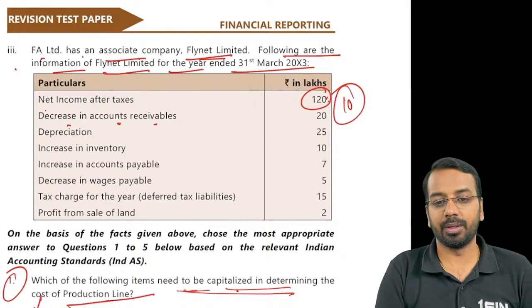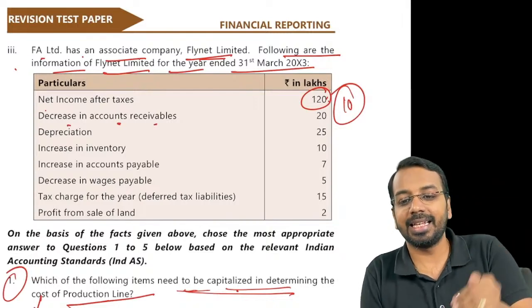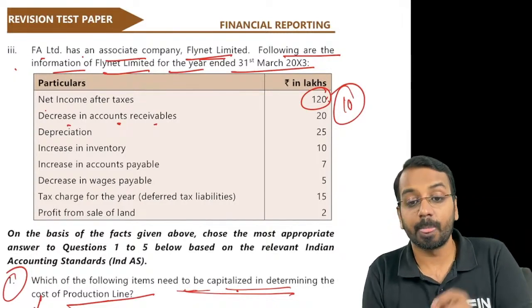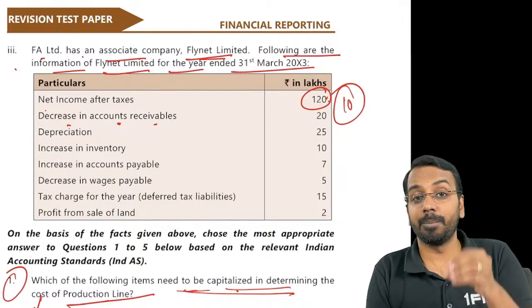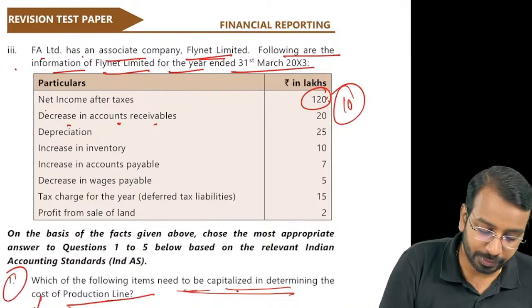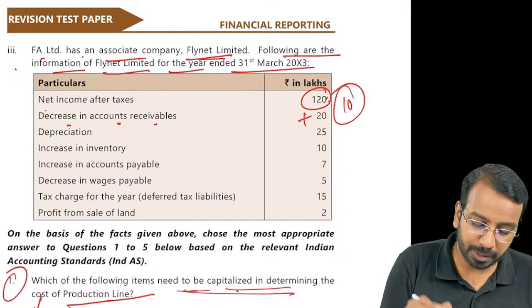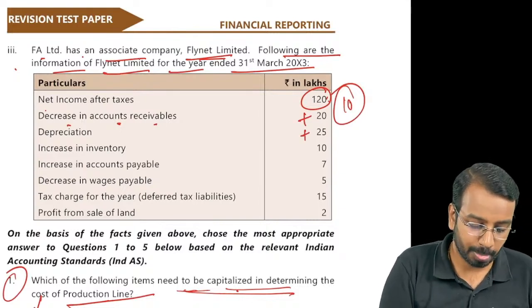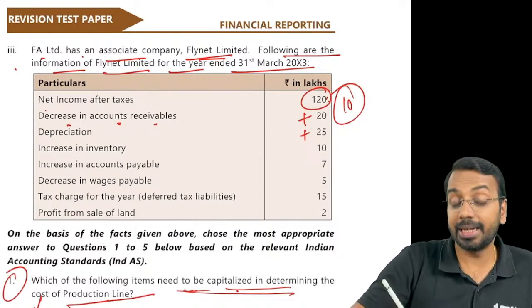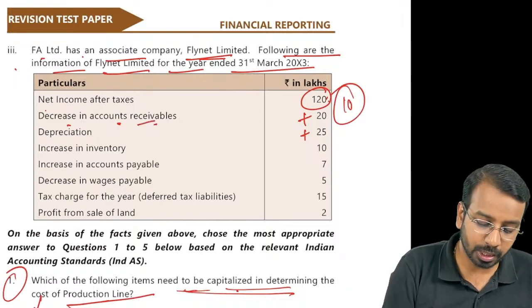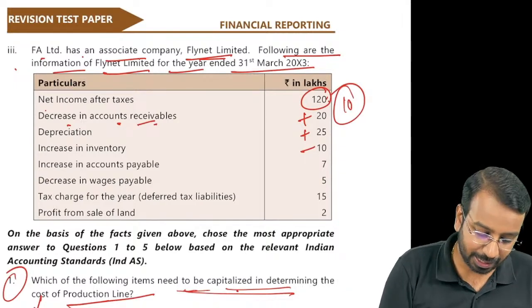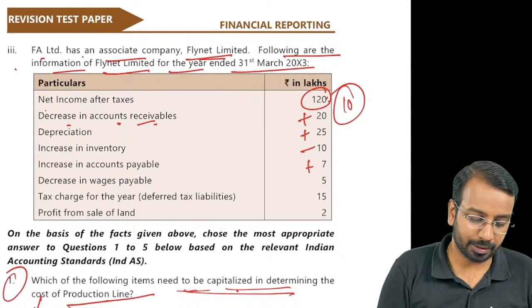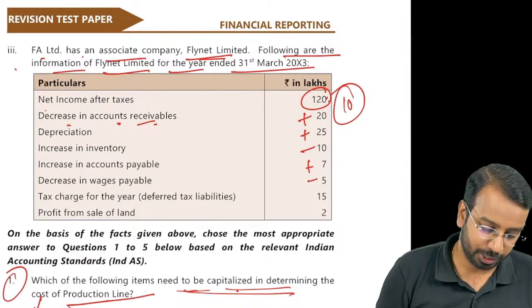Decrease in account receivable. If there is a decrease in account receivable, what do we do? If there is a decrease in account receivable, it means we have received more, so we will add it. Depreciation is a non-cash item, you will add this. Increase in inventory is opposite to this, so you will subtract this. Increase in account payable, you will add this back. Decrease in account payable, you will reduce this.